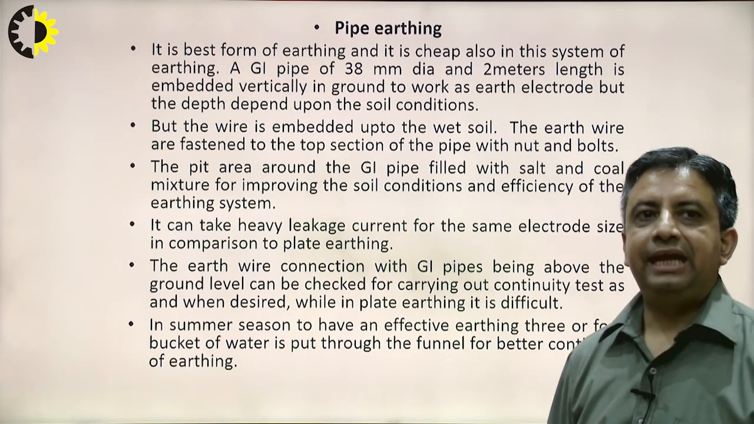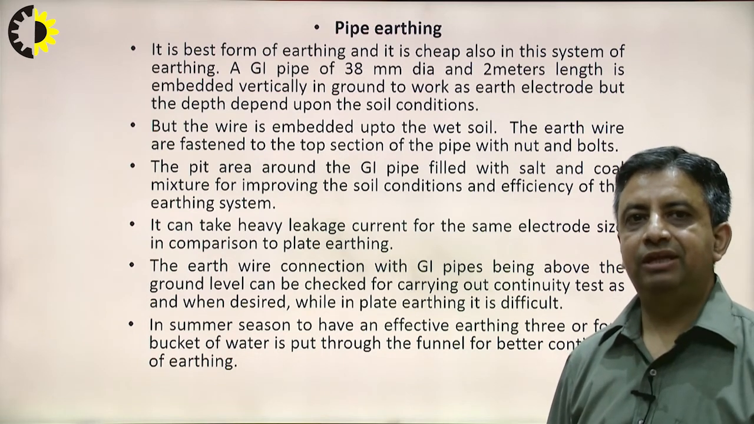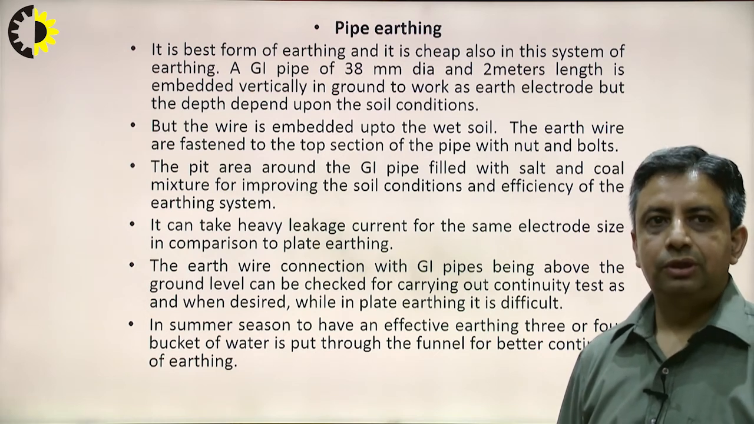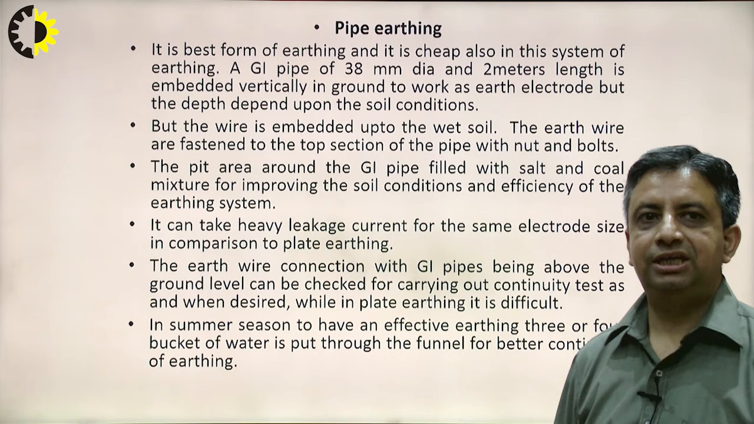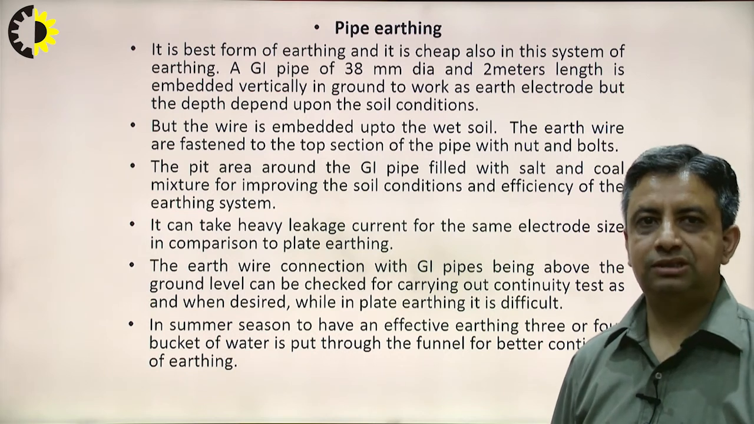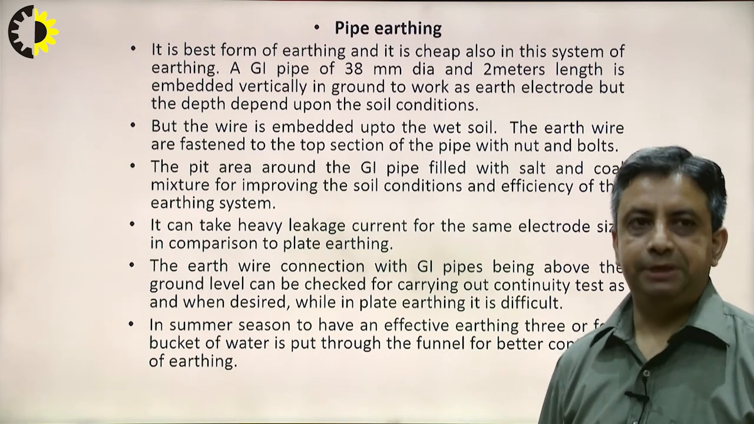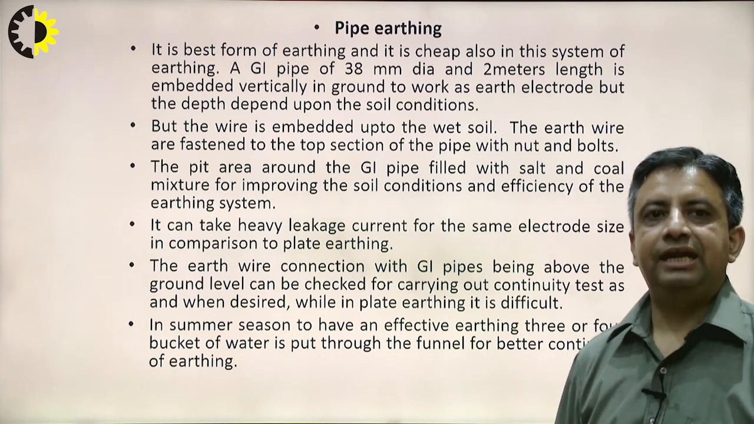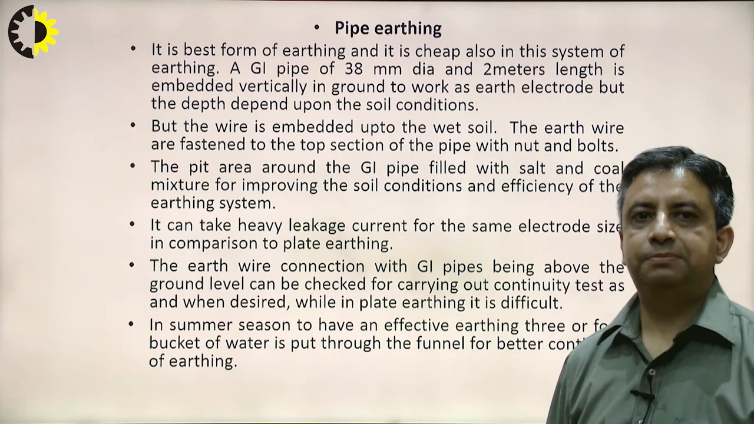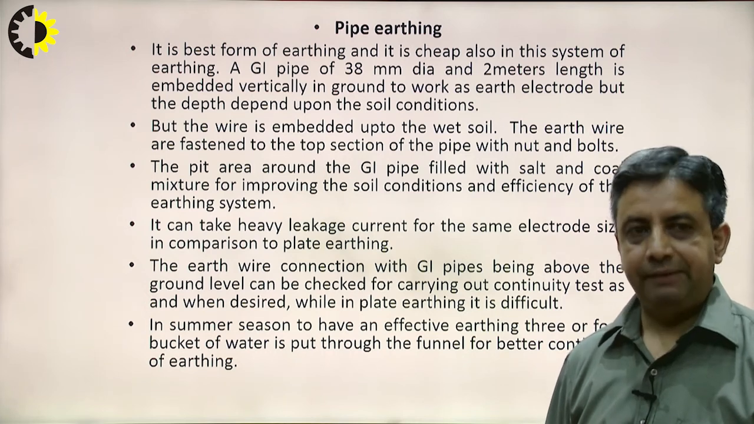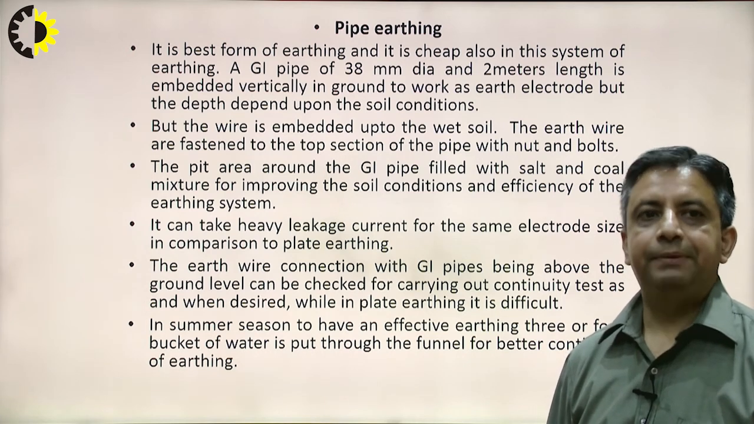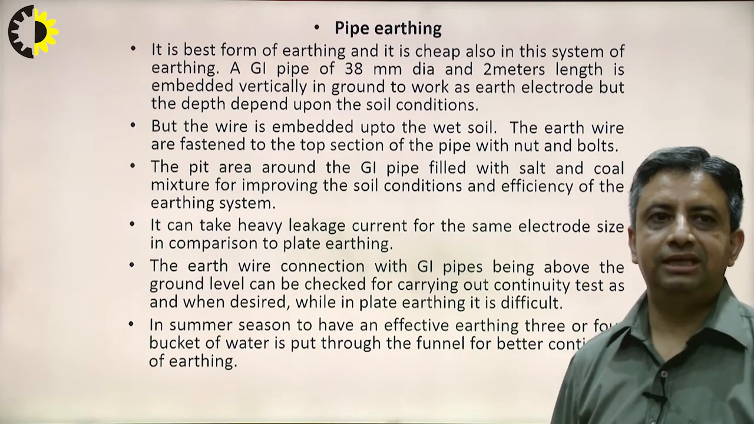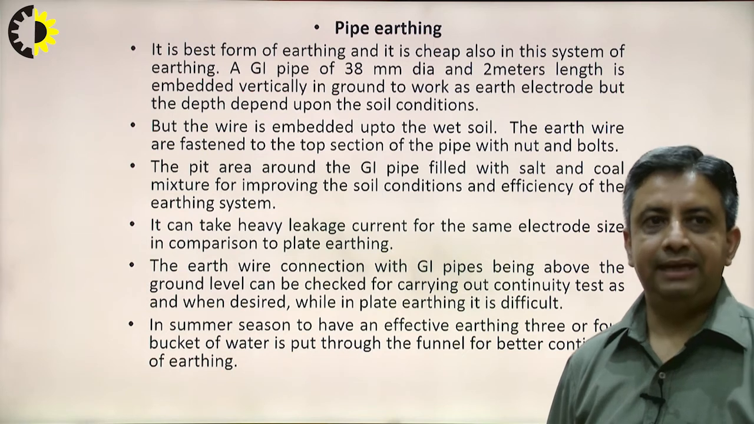So the pit area around the GI pipe is filled with a salt and charcoal mixture, that I told you earlier also, to retain the moisture in the soil. We generally use this coal and salt mixture. Now, heavy current can be passed through this pipe earthing as compared to the plate earthing. So the current handling capacity of this pipe earthing is better as compared to the plate earthing.